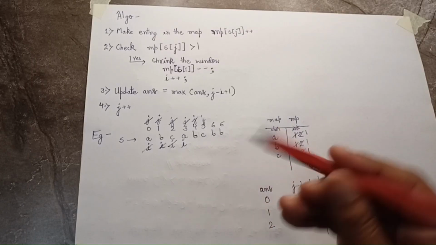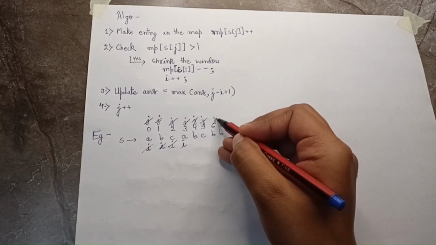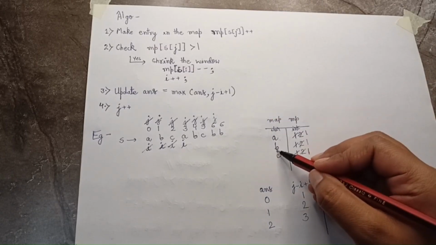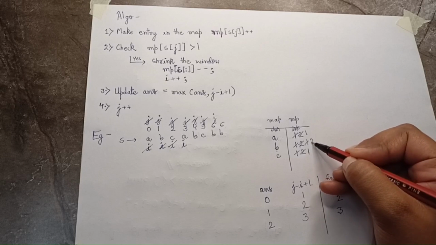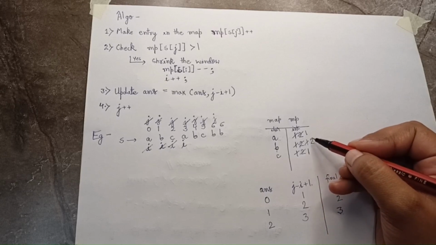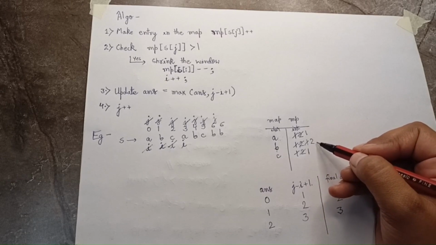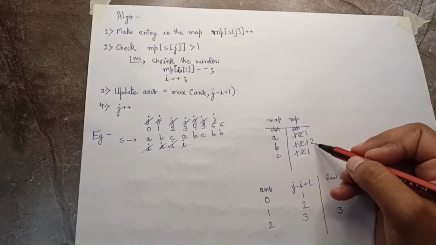Then we'll move to the next iteration. j points to b. Let's make an entry of it. Then it becomes 2 again. Now again check, MP of S of j is greater than 1. Yes, it's greater than 1. Let's shrink the window.